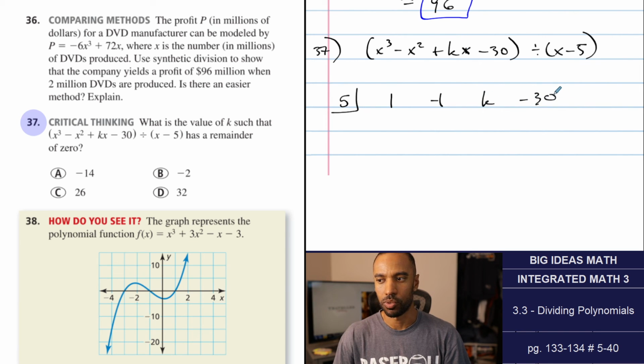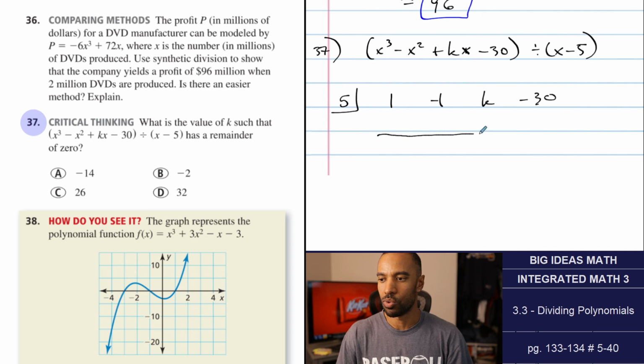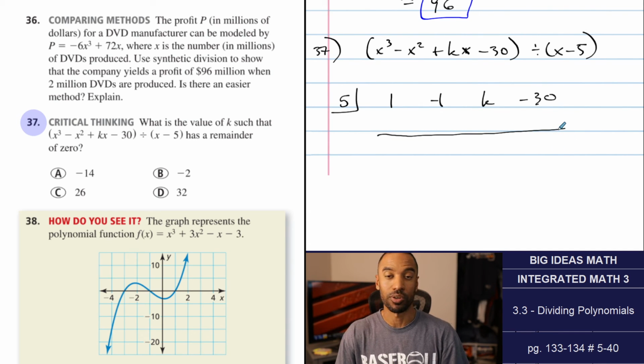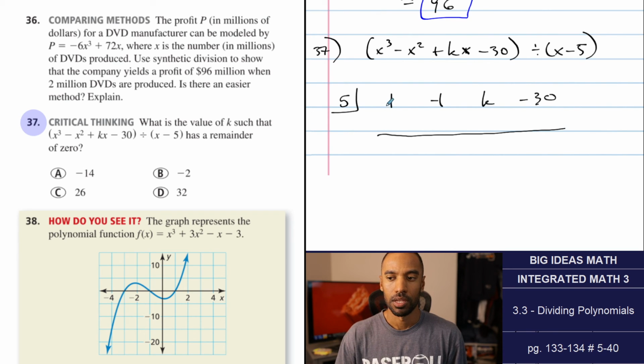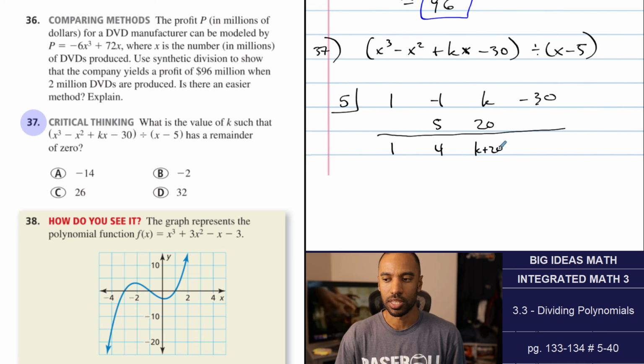The goal here is not to guess and check. The goal is to write an expression for your remainder in terms of k, set that equal to 0, and solve for k. So follow me with this if you can. Synthetic division: we bring down 1, times 5. Negative 1 plus 5 is 4, times 5 is 20. Now k plus 20 is exactly that. It's k plus 20.